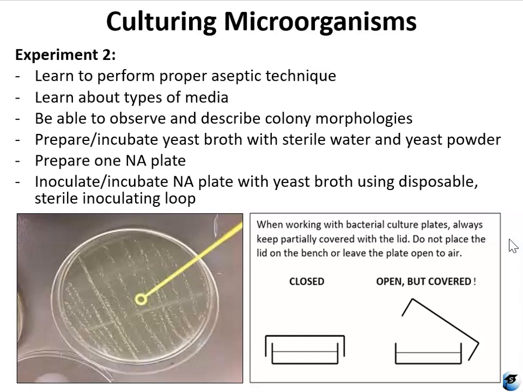You're going to pour about half of the yeast powder that comes in your kit into the Falcon tube, which is also in your kit, and add about 10 milliliters of sterile water to that tube. You're going to allow that to incubate at room temperature for 24 hours prior to use.